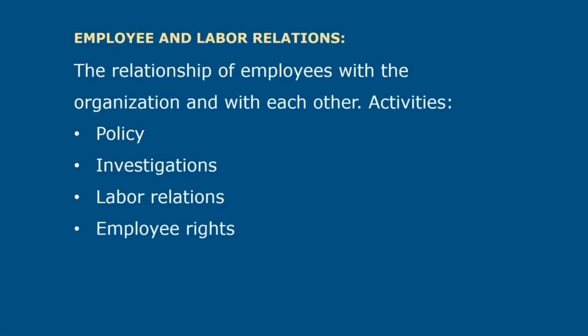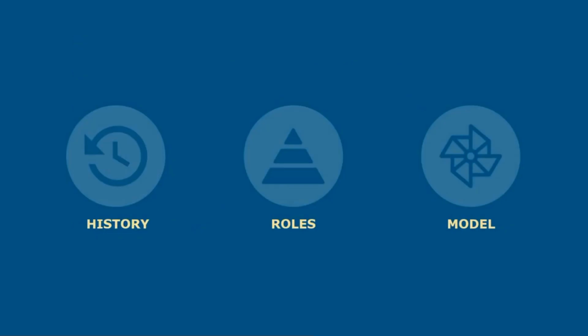Employee and labor relations focuses on the relationship of employees with the organization and with each other. The activities of employee and labor relations include policy management, documentation, workplace investigations, labor relations, and employee rights. This human resource management model, along with our brief history, should give you the context to best understand and apply the important role of human resource management.